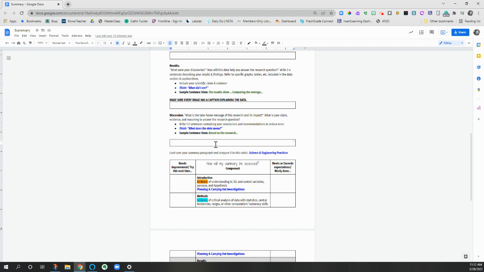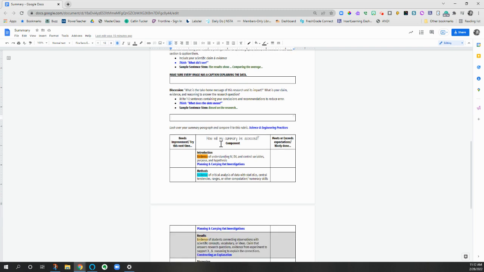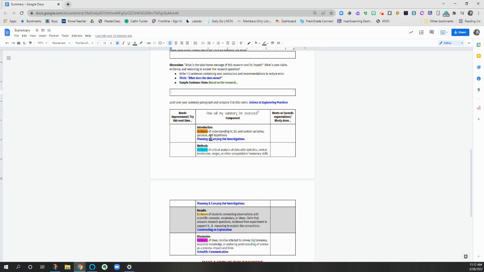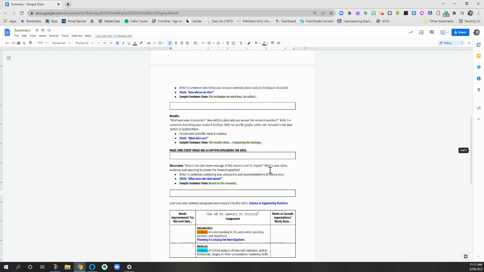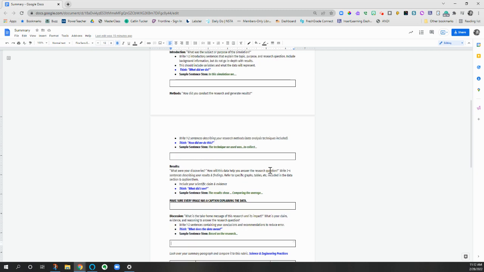Notice how you have 4 separate sections instead of just 1 summary paragraph. I've included that update on this rubric, and I've also added in the science and engineering practices that you're using for each section. So hopefully that gives it some flow and makes it easier to understand, and I hope you guys have a great day.